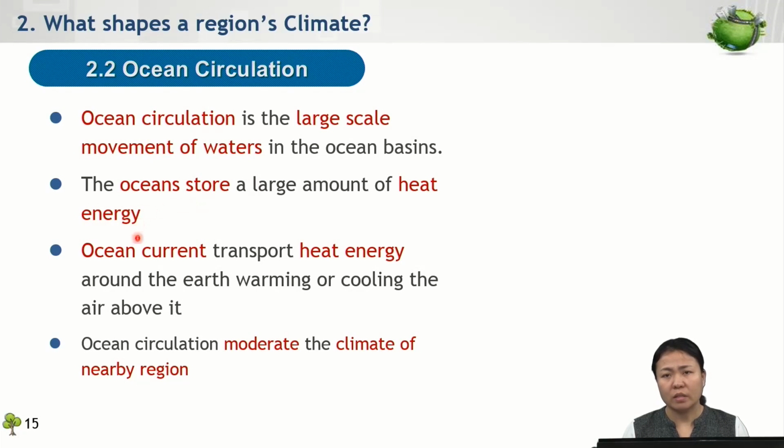And as the ocean water is moving around the Earth, it transports with it a large amount of heat energy. And this energy transport by ocean currents can significantly affect the regional climate by making the air temperature above the sea surface warmer or cooler, which consequently affects the climate conditions of the nearby region.